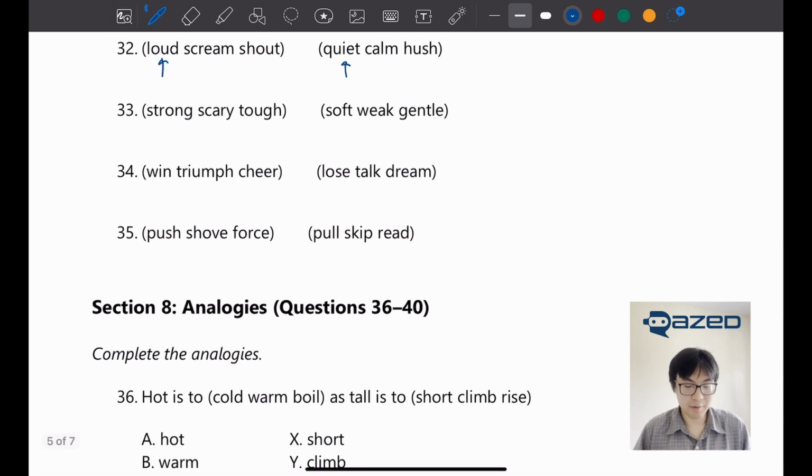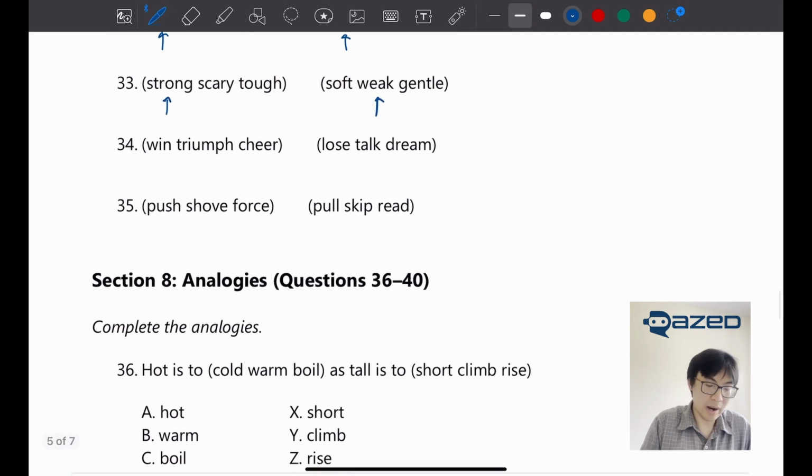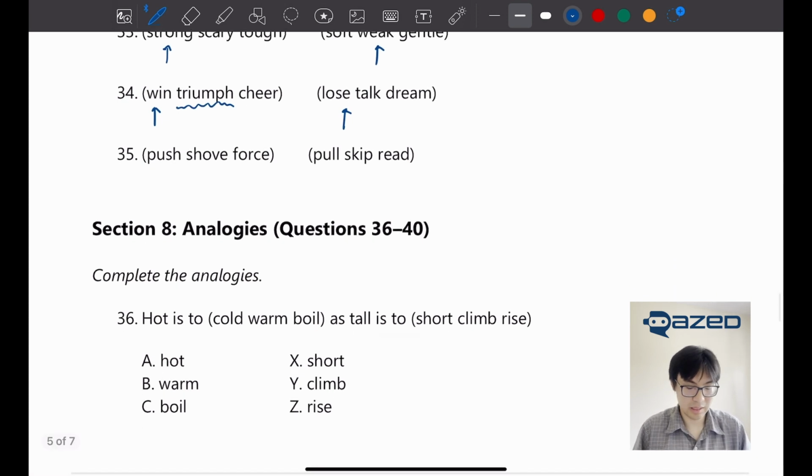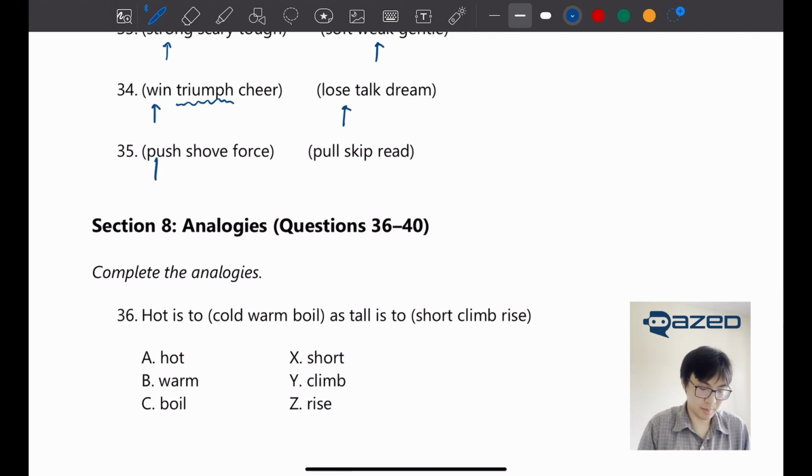Alright, so I'm just going to blitz read these because these are fairly easy. So next one will be strong and weak. Win and lose. This one, be careful because triumph is something you do when you win. But in this situation again, we need the most opposite. So the most opposite word for triumph would be something like sulking. That would be probably something like that. And the last one, push and pull.